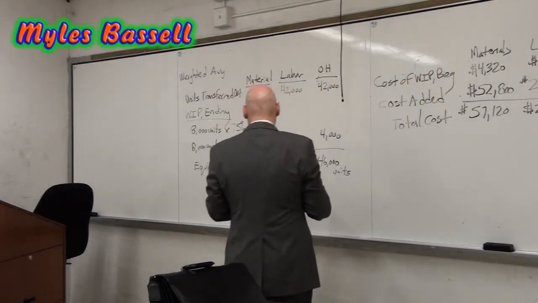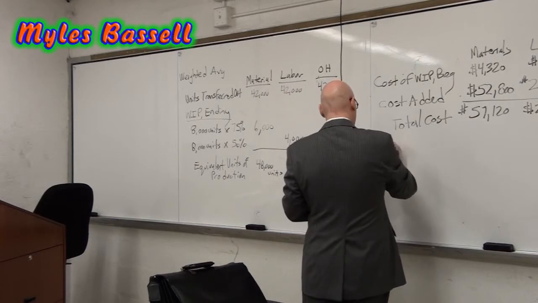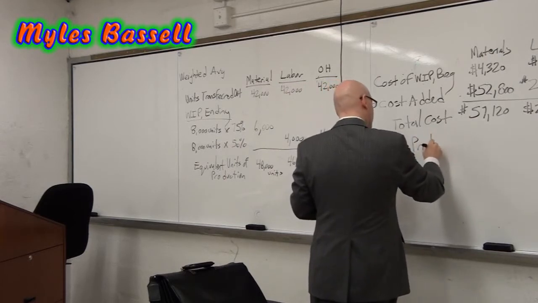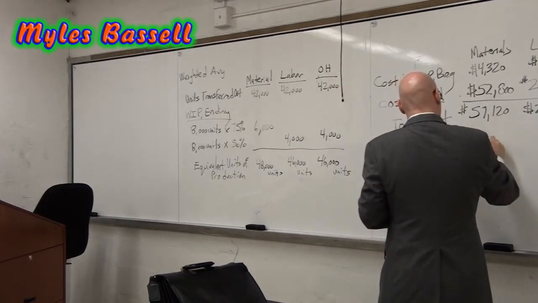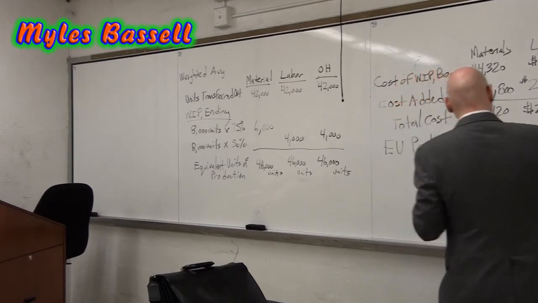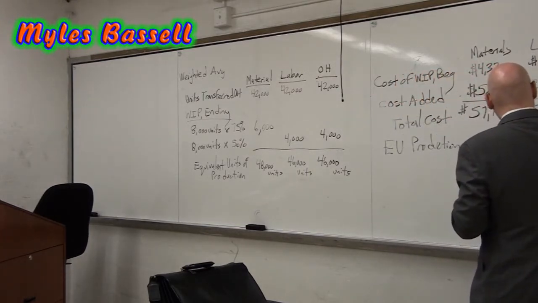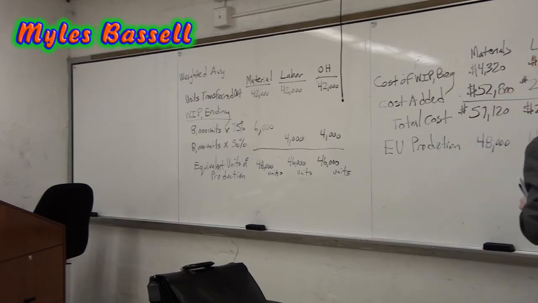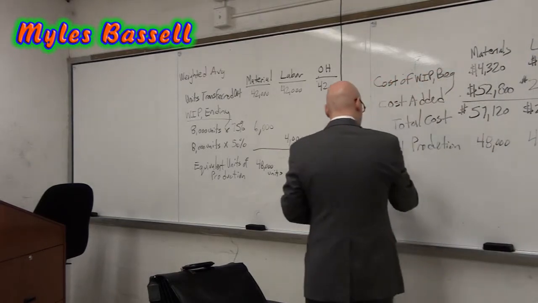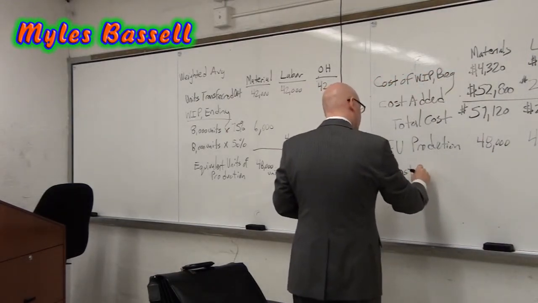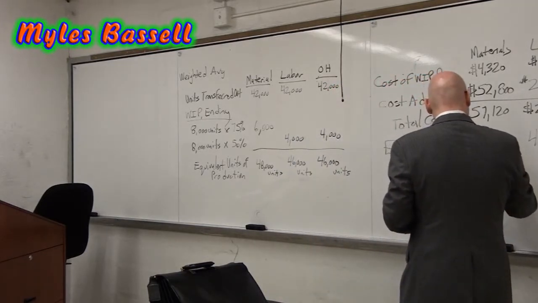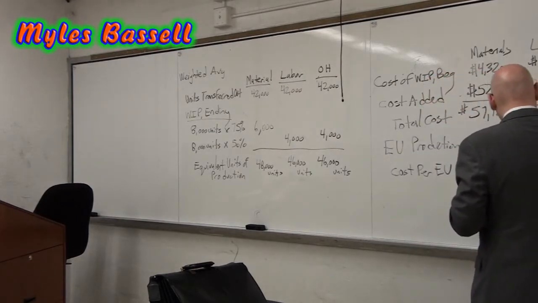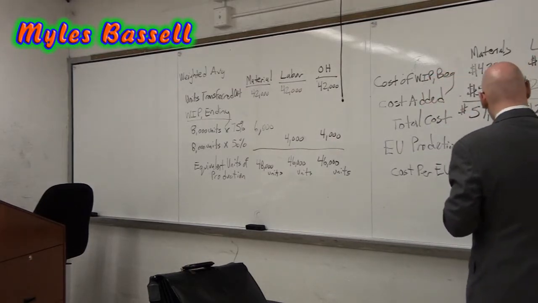Now we have the equivalent units of production, and we calculated that. We said the equivalent units of production is 48,000 for materials, 46,000 for labor, and 46,000 for manufacturing overhead. Cost per equivalent unit here is $1.19. This is 49 cents.